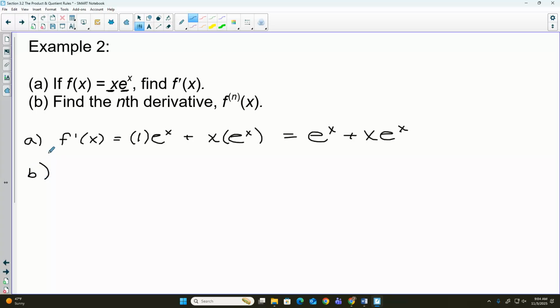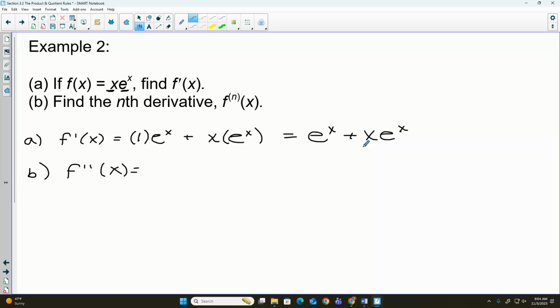B. I want the nth derivative. I'm asking you to find a formula for getting these derivatives. So we're probably going to have to do more than one before we can find this pattern. So if I did my second derivative, that's the derivative of the answer we just got. Now it has more than one term, so we have to do the derivative of each term.